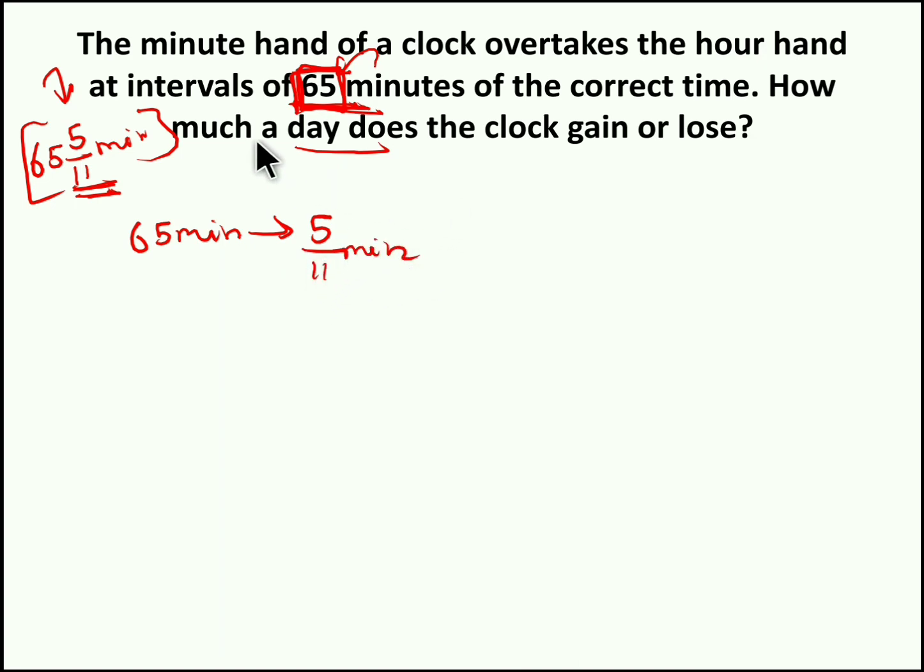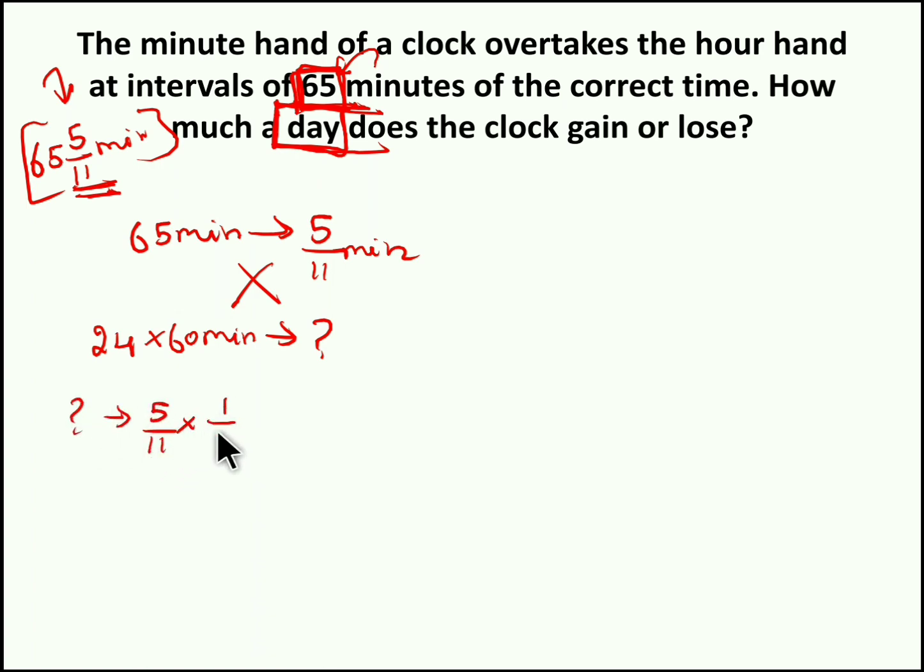Now what we have to find: how much a day does the clock gain or lose? So the clock gains how many minutes in a day? In 65 minutes, if it gains 5/11 minutes, then in 24 hours, which means 24 into 60 minutes, how many minutes does it gain? When we cross multiply, we get question mark equal to 5/11 into 1/65 into 24 into 60.